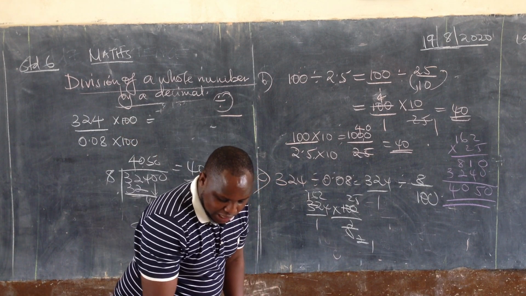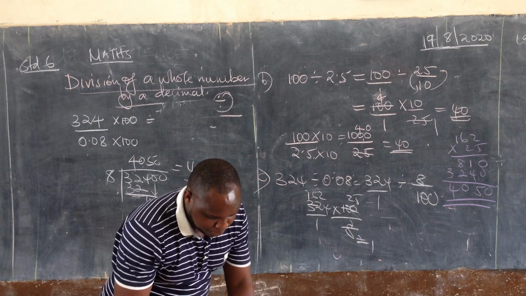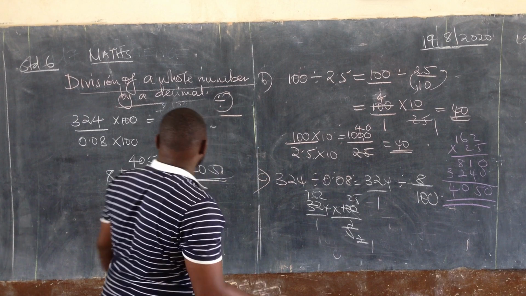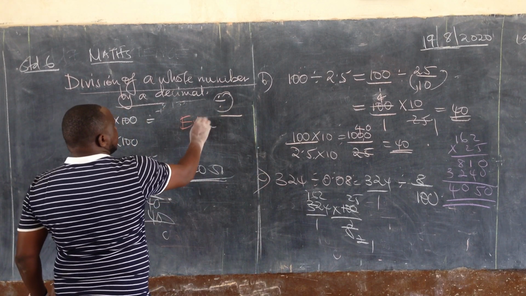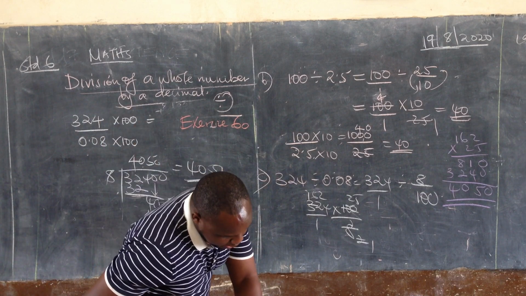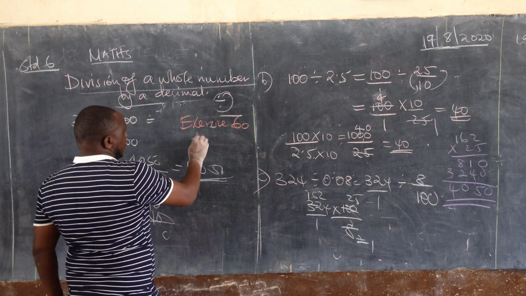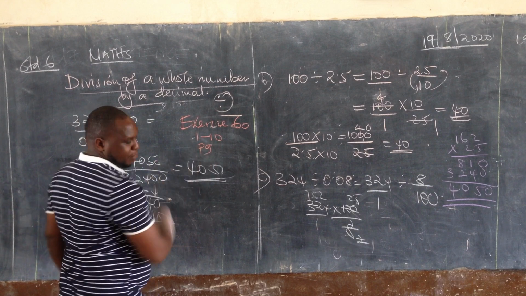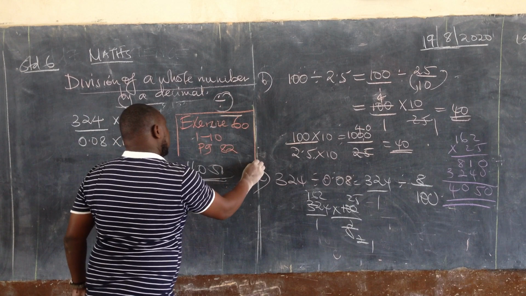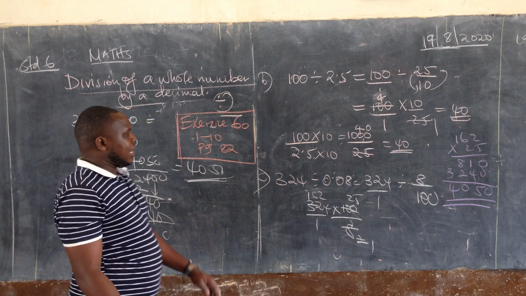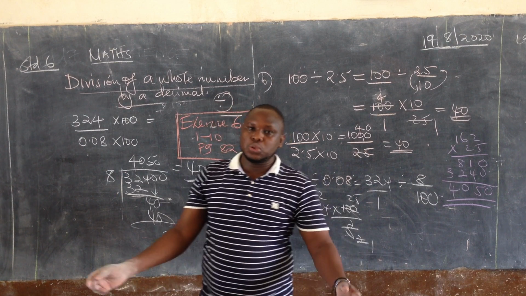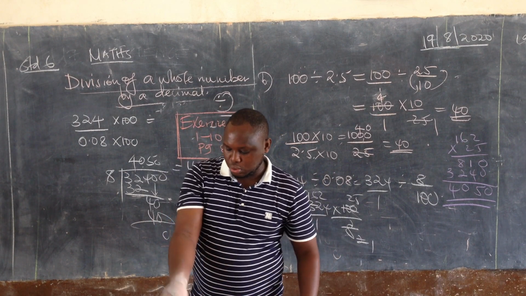So I don't want to leave you without work. I want to give you an assignment here. That is exercise 60, number one to 10. That is going to be found on page 82. Now I'm sure that you do the work as explained, either using method 1 or 2. Just choose one method and be able to do that work.